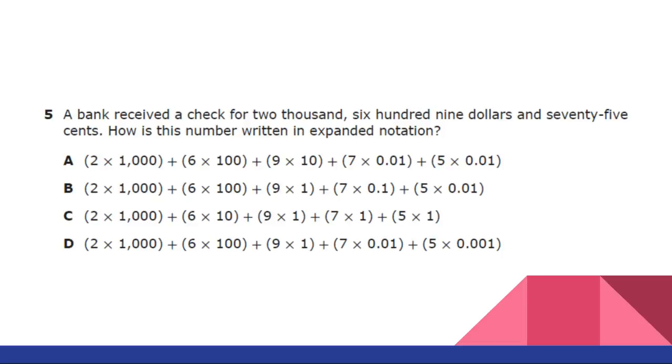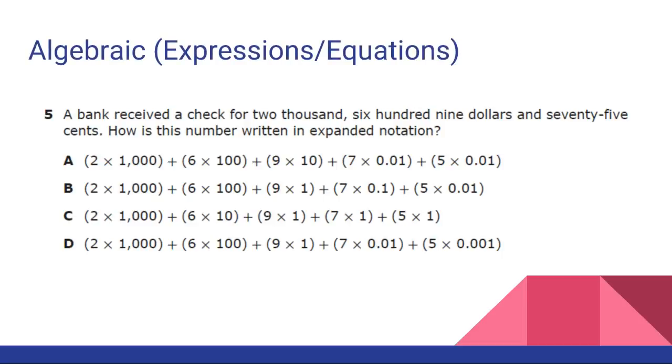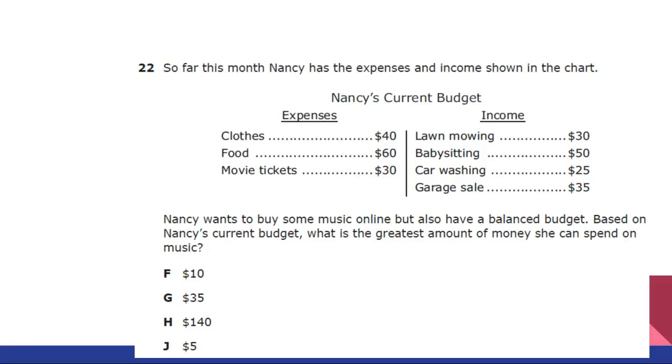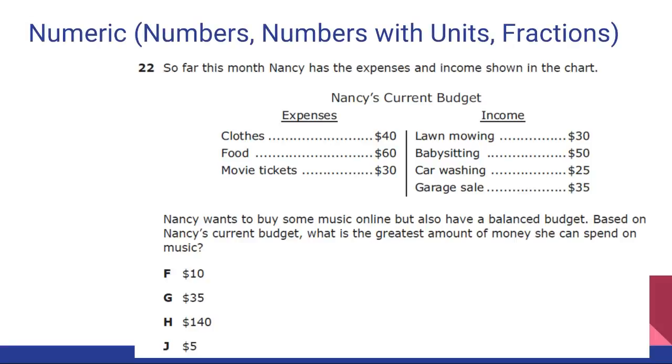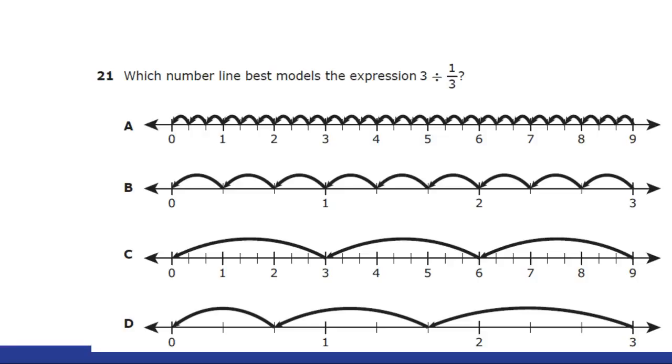Notice we see expressions, so this one is algebraic. Number 22: F, G, H, and J contain numbers, so this is numeric. Number 21 has number lines, so it is a visual.